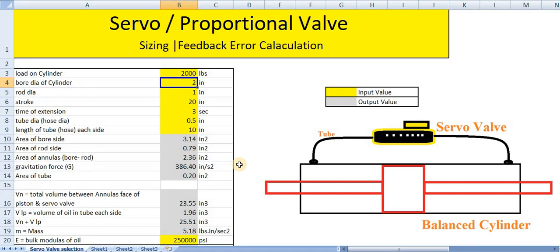So let's begin and see an example. This is for a balanced cylinder. You can do it for an unbalanced cylinder too, let's say double acting but single side rod. I have taken this example for a double side rod. You can change the values here and easily change it from a balanced cylinder, or I can upload the same spreadsheet for an unbalanced cylinder as well.